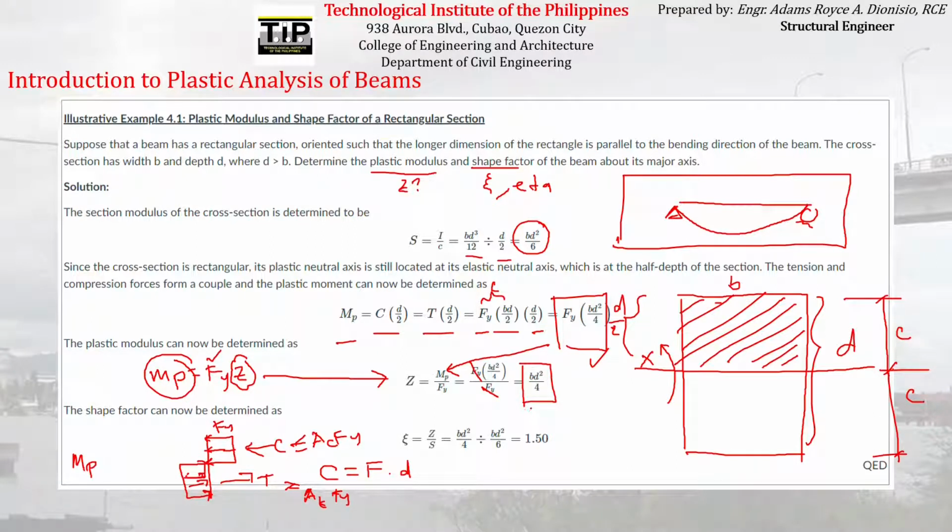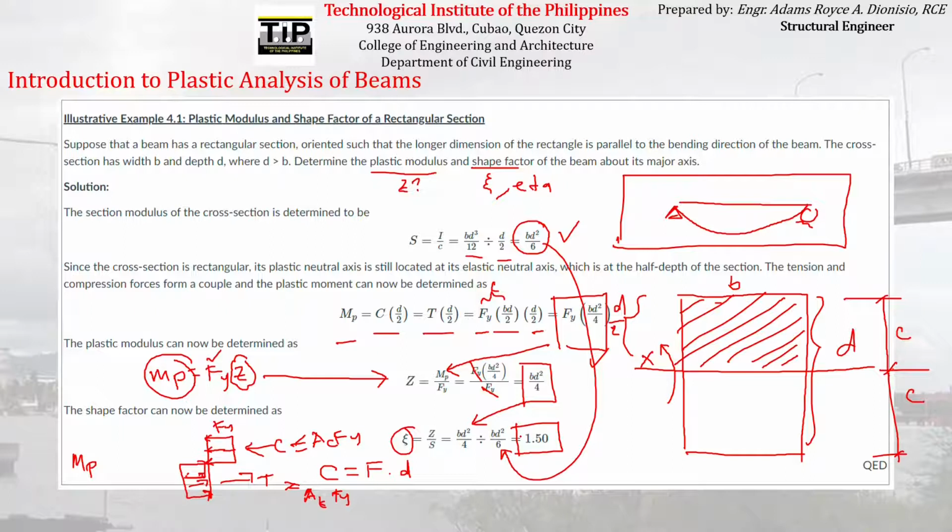So since we already know the plastic modulus as well as the section modulus, we can already compute the shape factor. That is just equal to the ratio of Z and S. So take the ratio of Z, which is this, and S, which is this. The B and the D squared cancel. What remains is 1/4 divided by 1/6. Therefore, the answer is equal to 1.5. So that is the shape factor for rectangular sections.